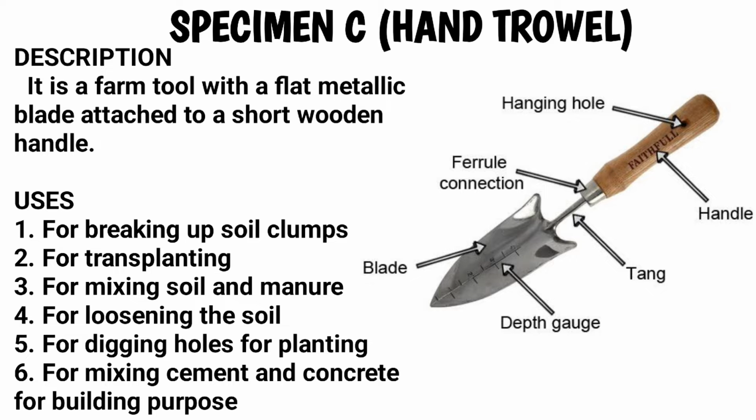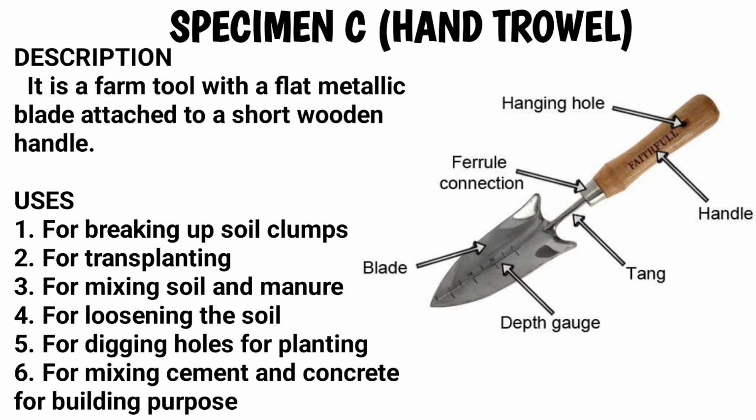Just like the hand fork, but here we have a metallic blade instead of the metallic prongs. Now we could be asked to draw. So remember, the hand trowel has a handle and a hanging hole, though not in all hand trowels. We have a ferrule, we have a tank, then we have a blade.